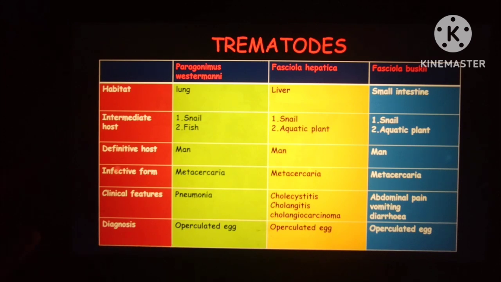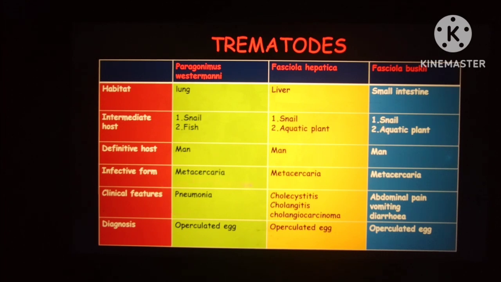Next is Paragonimus, Fasciola hepatica and Fasciolopsis buski. Paragonimus westermani is in the lungs, hepatica is in the liver, and buski is in the small intestine. These are not that important, friends. Just remember snail, more than enough, and the definitive host is man. As a broad rule, when dealing with trematodes the definitive host is usually man and the intermediate host is usually snails. The exception is where there is fish and aquatic plants.